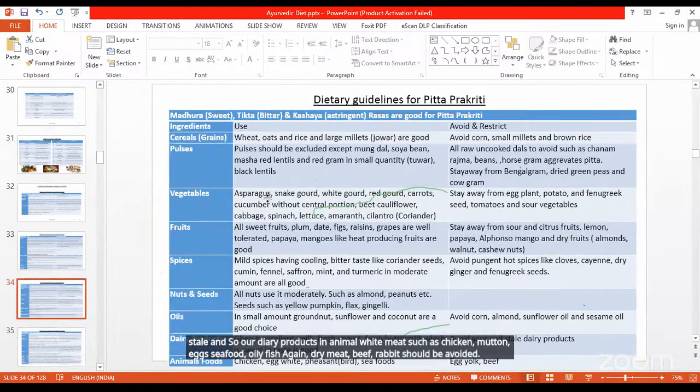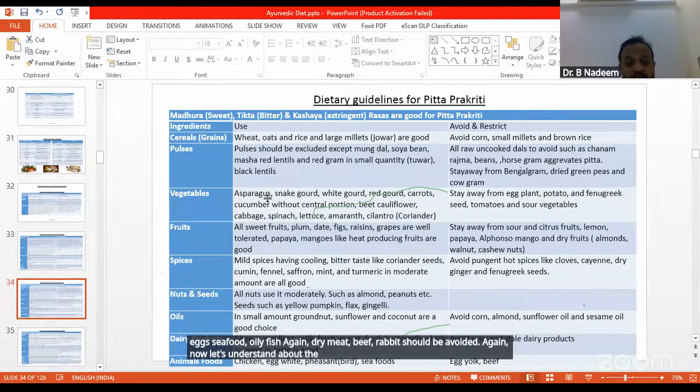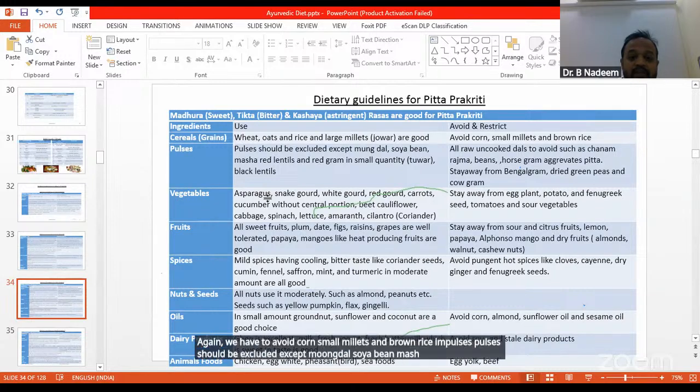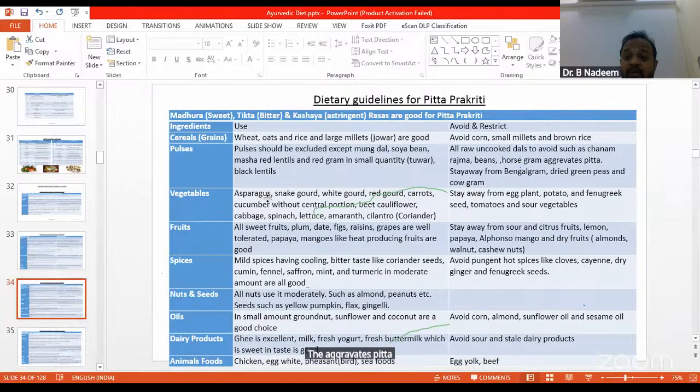Again, now let's understand about the Pitta Prakriti. Again, cereals, wheat, oats, rice, large millet, jawar are good. Again, we have to avoid corn, small millets, and brown rice. Pulses should be excluded except moong dal, soyabean, masha, red lentils, and red gram in small quantity, that is tur, black lentils. All raw, uncooked dals to avoid, such as chana, rajma, beans, horse gram, aggravates pitta. Stay away from Bengal gram, dried green peas, and cow gram.